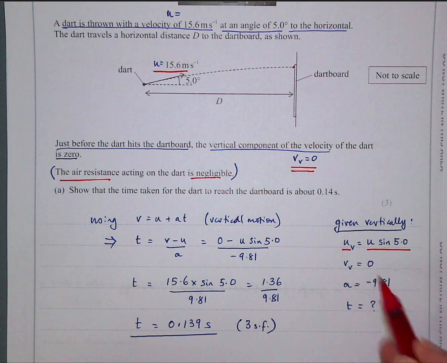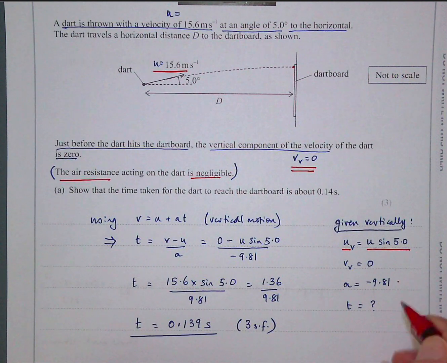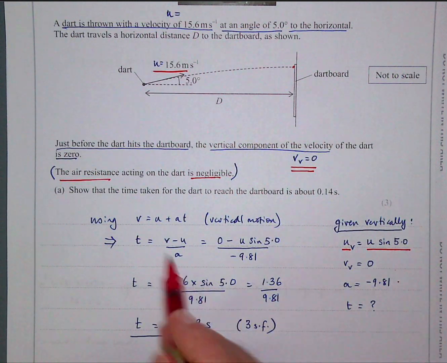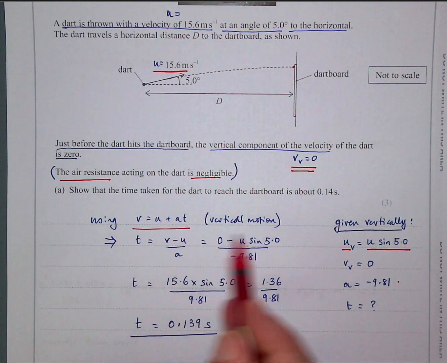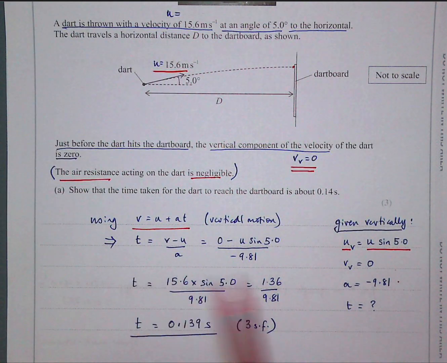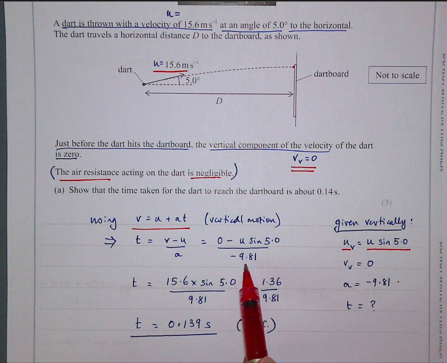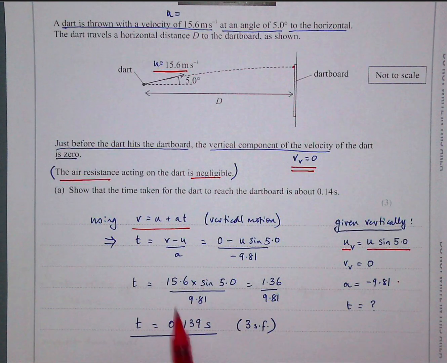So vertical velocity is 0, and acceleration is against up, so down is minus 9.81. And you want to work out t, so you can use v equals u plus at. Change the subject of the formula to t. I like to do that, it's neater. So then you get v was 0 minus u divided by the acceleration, which is also negative. You can have a negative minus a negative, and the answer comes to 0.139.